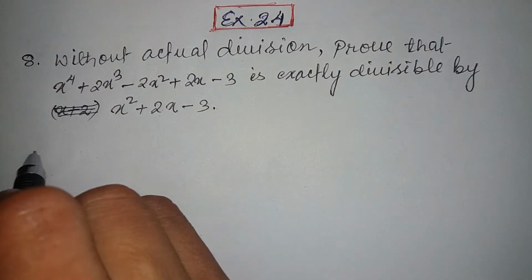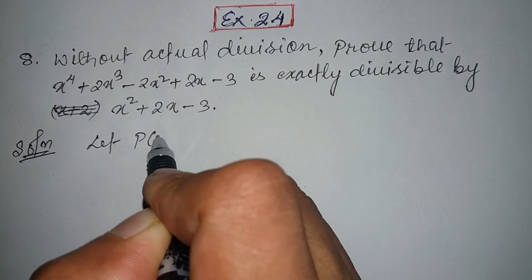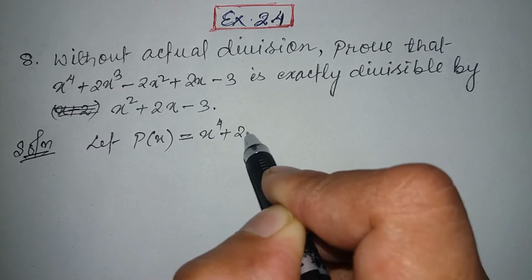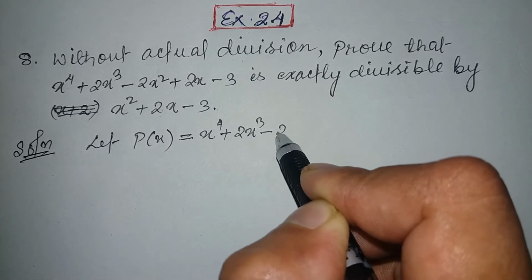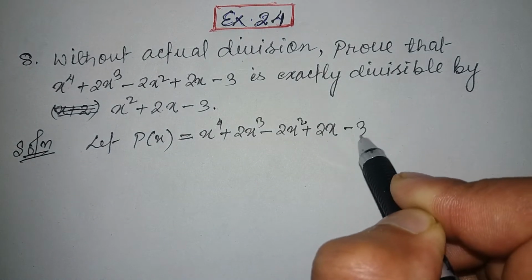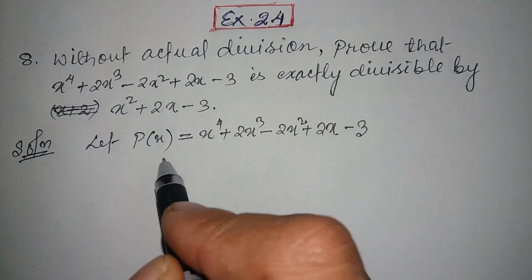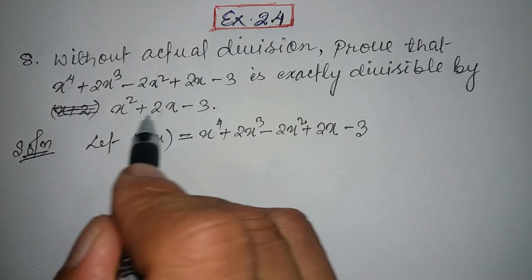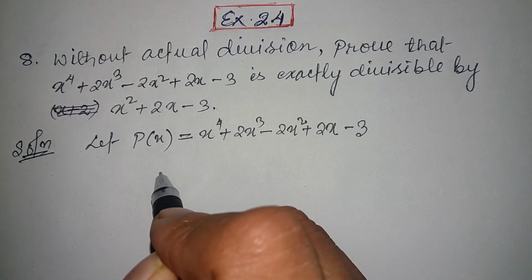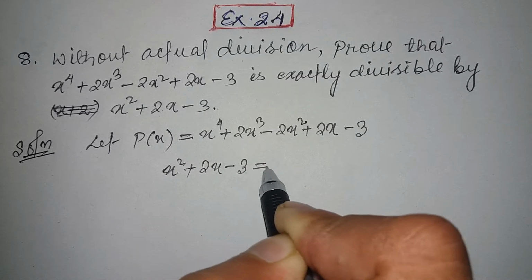Now here let's say p(x) is equal to x to the power 4 plus 2x cubed minus 2x squared plus 2x minus 3. Now here the divisor is x squared plus 2x minus 3. So first let's find the value of x for this, the zeros of this divisor. So x squared plus 2x minus 3 is equal to 0.